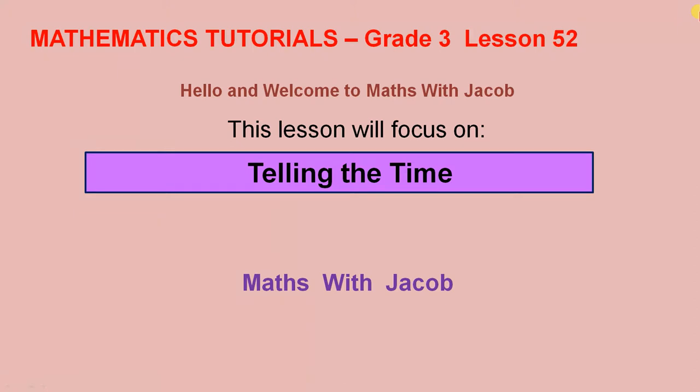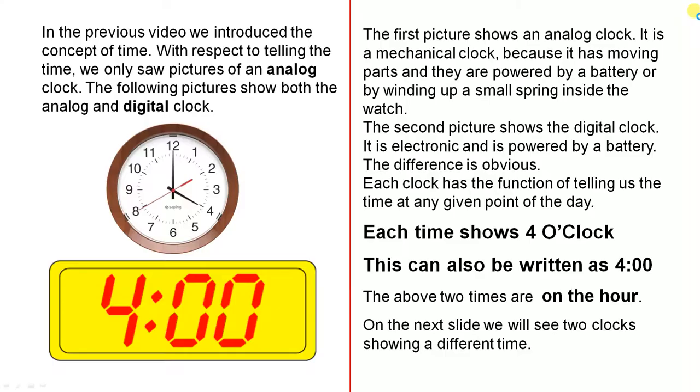This lesson will focus on telling the time. In the previous video, we introduced the concept of time. With respect to telling the time, we only saw pictures of an analog clock. The following pictures show both the analog and digital clock. So this one here is called the analog clock, and this one here is called the digital clock.